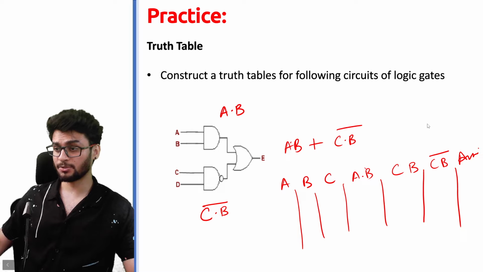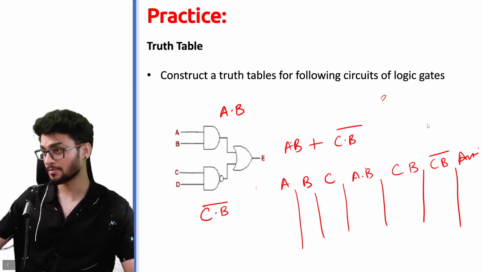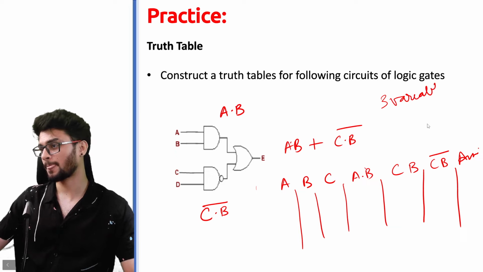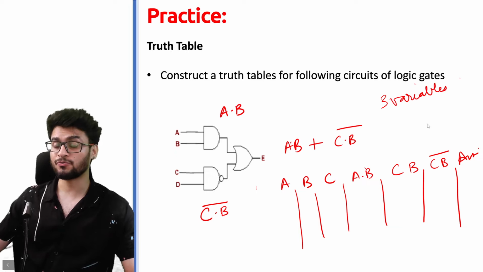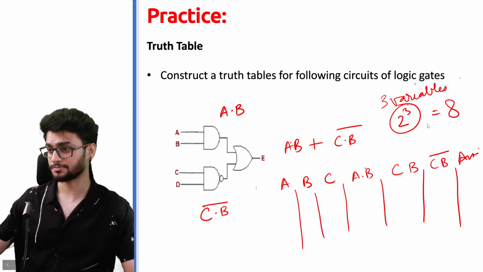How to fill the zeros? Always start with the last one first. For example, we have three variables here. Humare paas teen variables hain. So the number of rows, how do you decide how many number of rows you want? So you say 2 raised to 3. So which means you need to have 8 rows.